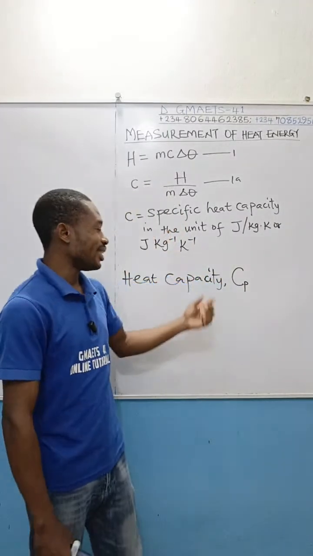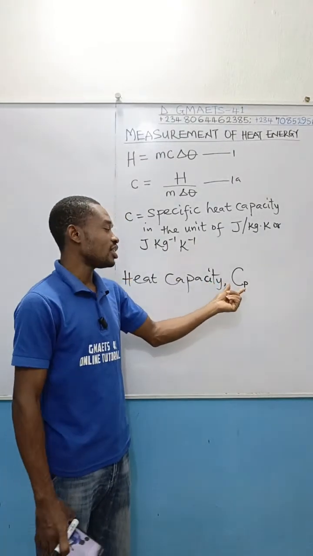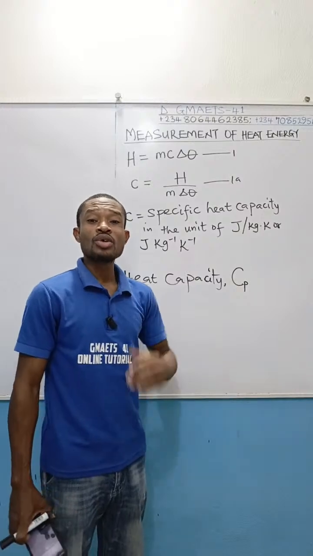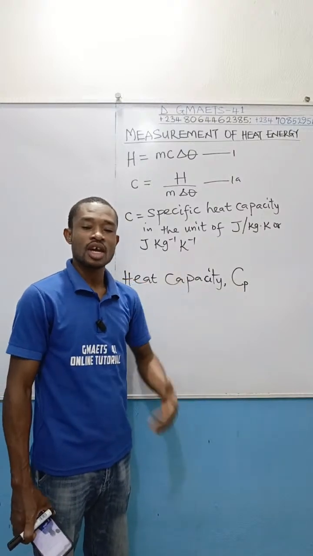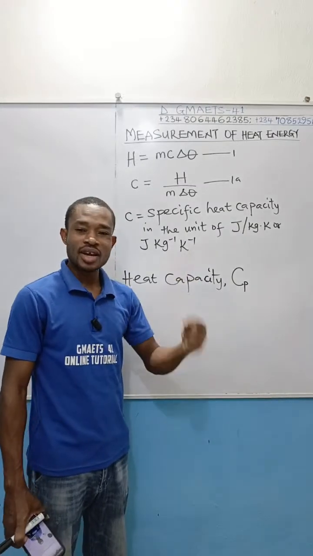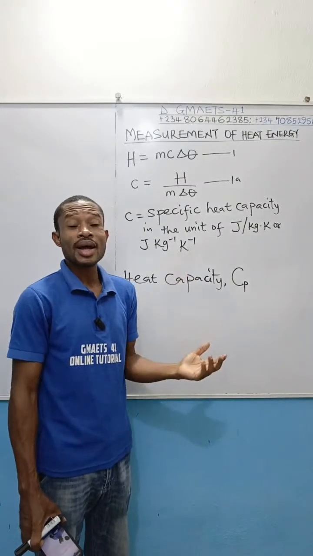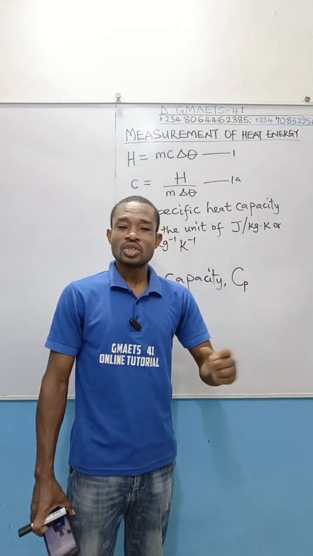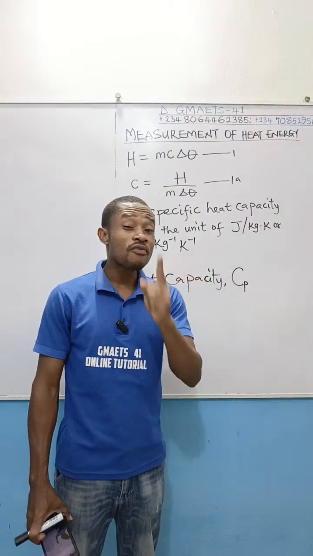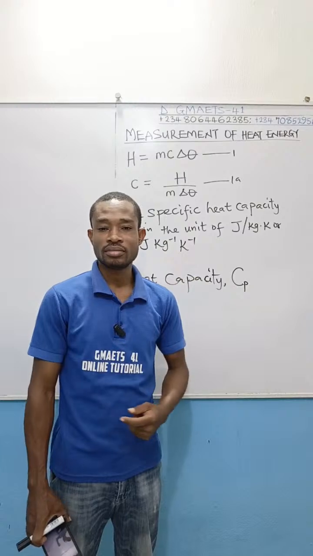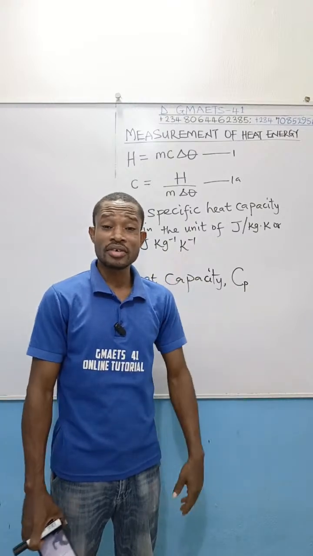So in defining heat capacity, we simply say it is the quantity of heat required to raise the temperature of a substance through 1 degree Kelvin. Once again, the quantity of heat required to raise the temperature of a substance through 1 Kelvin. Or you can say through 1 degree centigrade.